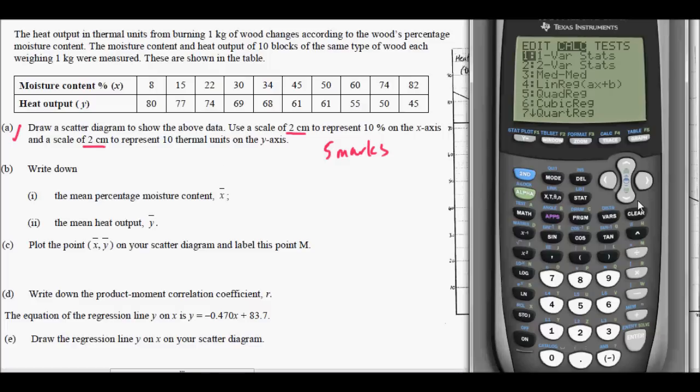But this time I'm going to go to two variable stats because I have two variables. It's going to give me the mean of the x and the y. There's no frequency list again. So x is 39 and y is 56. I don't think that's right. I think I missed something. Hold on just a second.